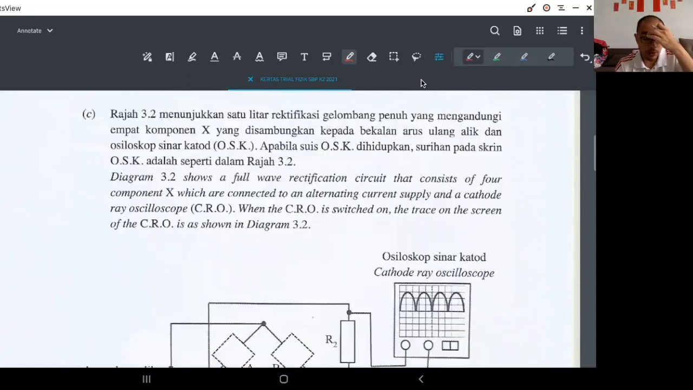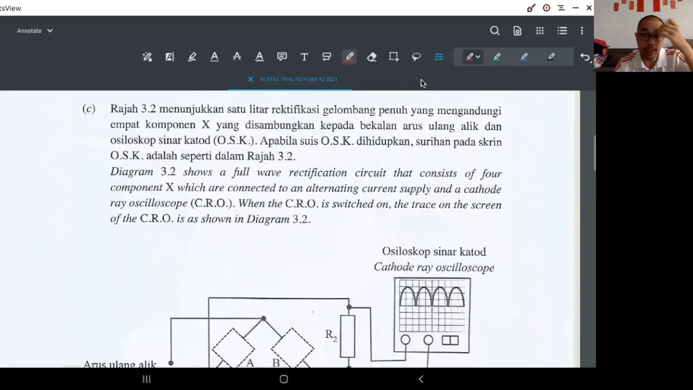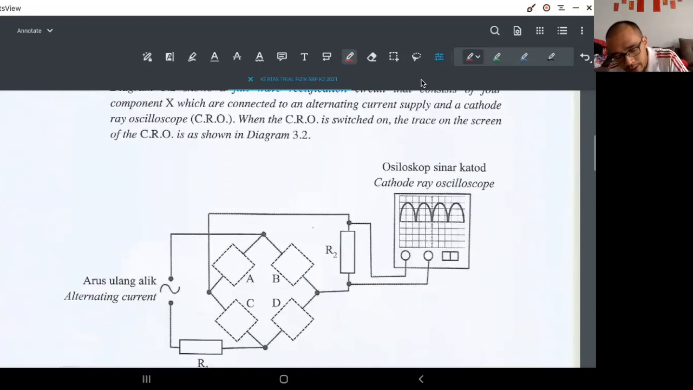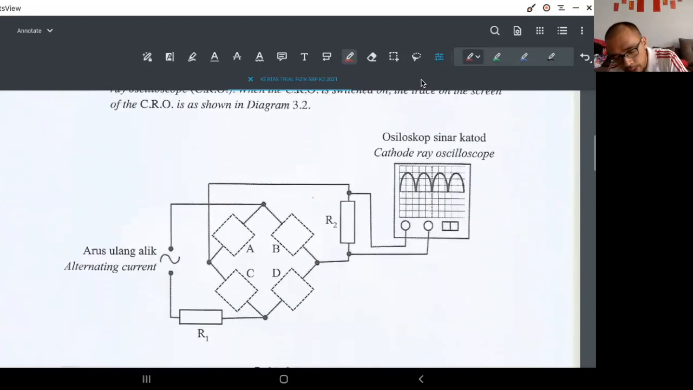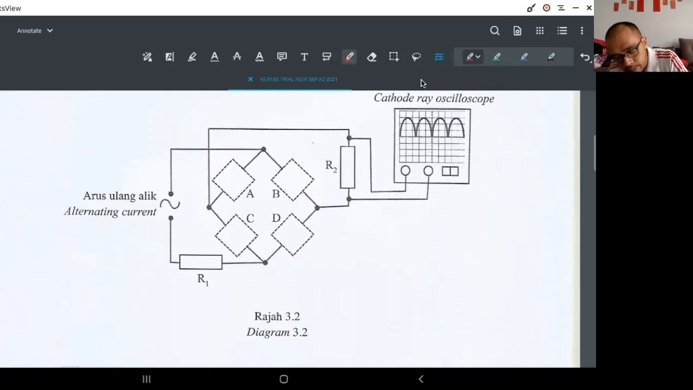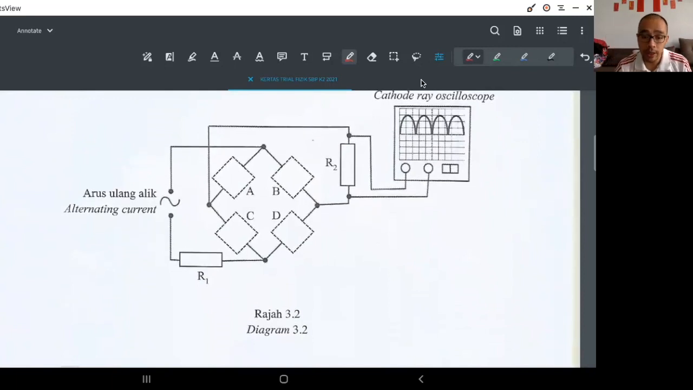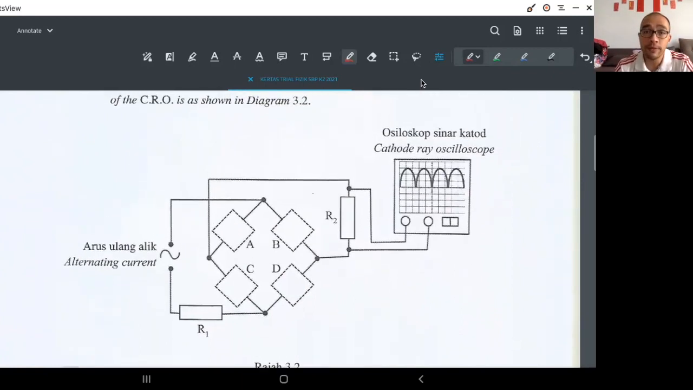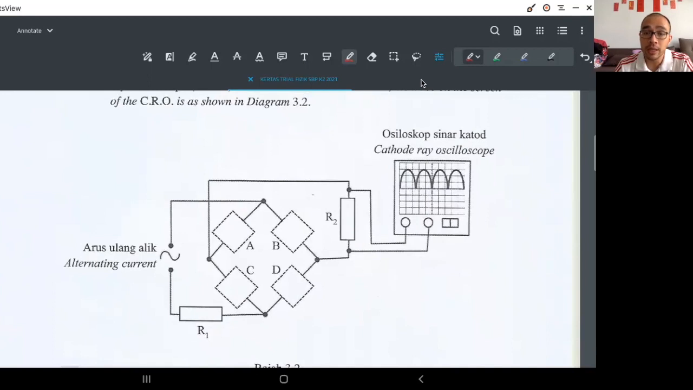In the case of this question here, this is a full wave rectification. And you know this is full wave because it will involve 4 diodes. So it will be full wave.